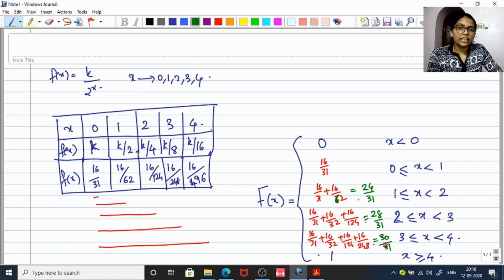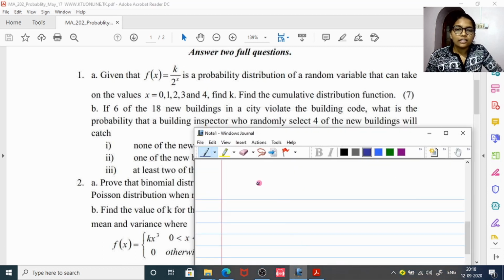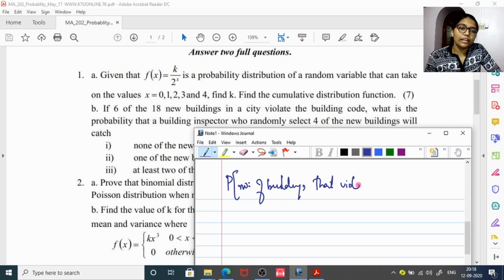Now let us move on to the next question. City buildings violate the building code. What is the probability that a building inspector who randomly selects 4 of the new buildings will catch 3 sub-questions are given. Actually, out of 18, 6 violate the building code. So we get the probability there, that is the probability of a building that violates the building code is, out of 18, 6 violate, so it is 1 by 3.